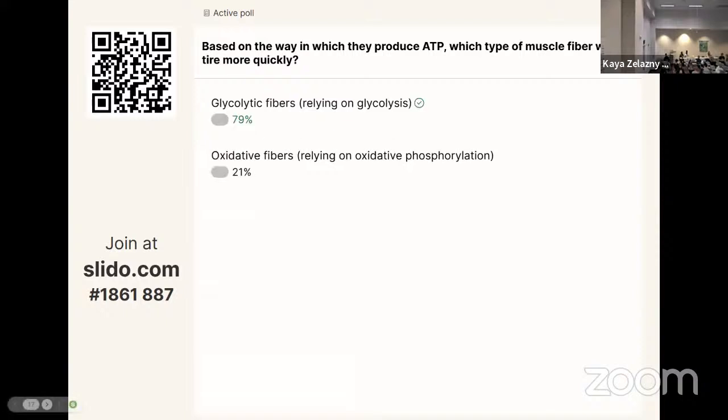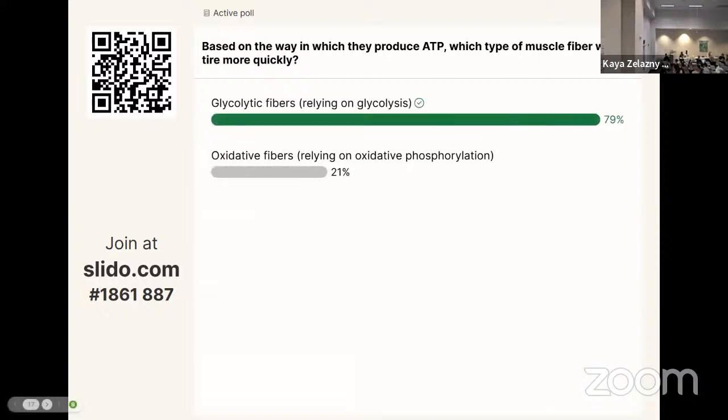Okay, take a look. Cool. Yeah. So glycolysis is less efficient, right? It produces less ATP per molecule of glucose. So if you're doing glycolysis as your main method of energy production, you're going to get tired faster. That muscle fiber is going to get tired faster than if we're producing on the order of like 30 ATP per molecule of glucose, like we would during oxidative phosphorylation.